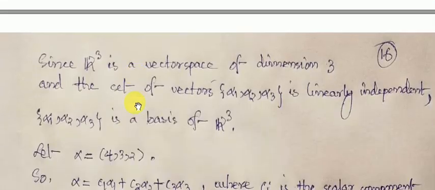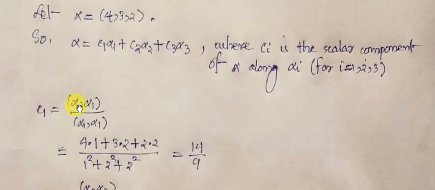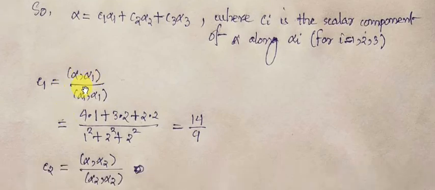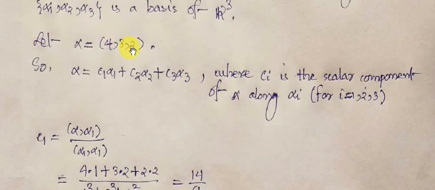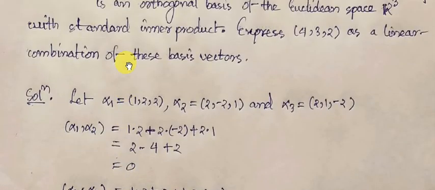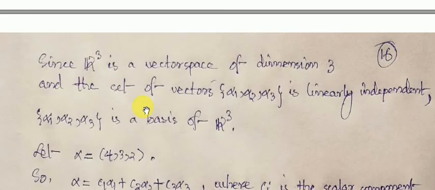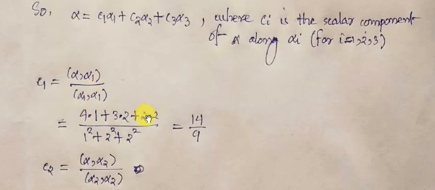C1 is the scalar component of alpha along the vector alpha 1. So C1 equals alpha comma alpha 1 divided by alpha 1 comma alpha 1. Alpha is (4, 3, 2) and alpha 1 is (1, 2, 2). Alpha 1 comma alpha 1 is the summation of the squares of each component of alpha 1, and the calculated value is 14 by 9.